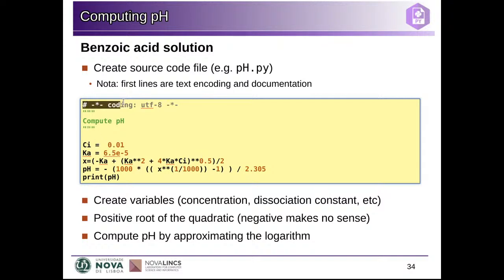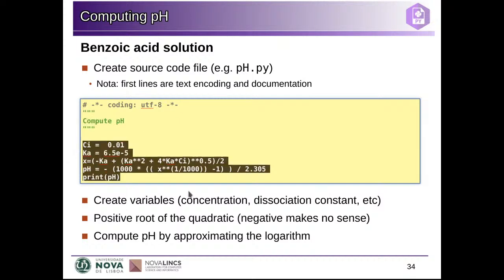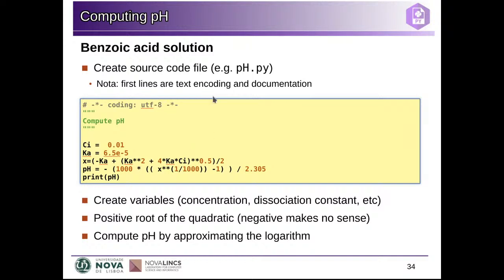Typically you have this indication here to tell the interpreter that this is a UTF-8 text file. This means you can use special characters and so forth. You can have some comments here at the beginning, usually a string with the documentation, and then we write the code. So let's start by creating a variable for the initial concentration: 0.01 molar, the initial concentration of benzoic acid we put in solution. Then we have our dissociation constant for the acid, which is 6.5 times 10 raised to minus 5.